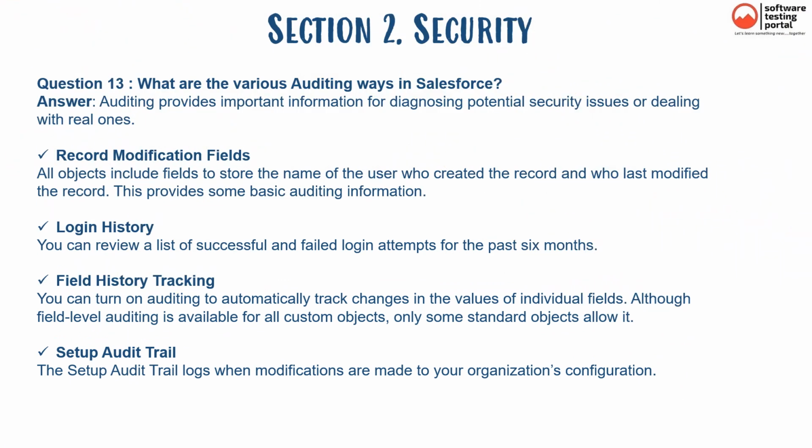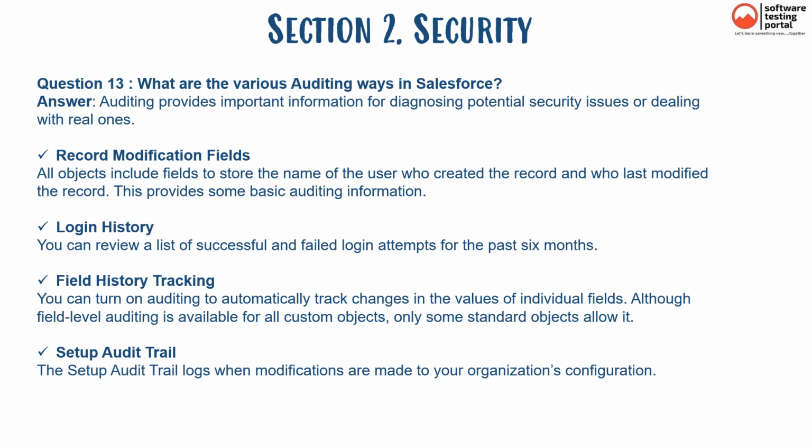Question 13. What are the various auditing ways in Salesforce? Auditing provides important information for diagnosing potential security issues or dealing with real ones. One of the auditing methods is to record modification fields. All objects include fields to store the name of the user who created the record and who last modified the record. This provides some basic auditing information.